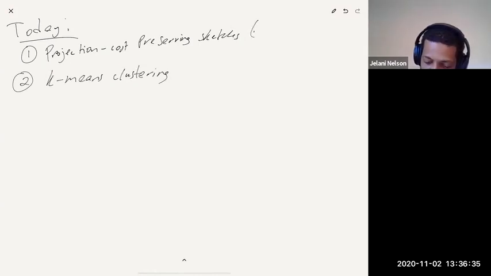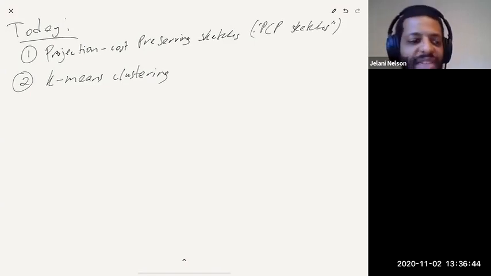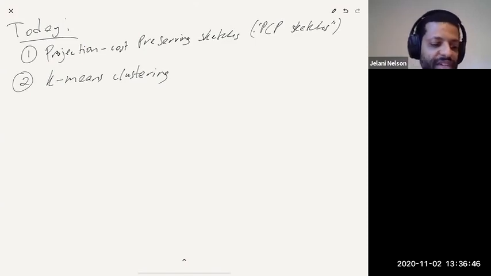This is also sometimes called PCP sketches, which may be a little bit confusing because in the theoretical computer science literature, there is another PCP theorem, which is probabilistically checkable proofs. And as you might imagine, this PCP has nothing to do with that PCP. Okay, so let's get started. So PCP sketches.